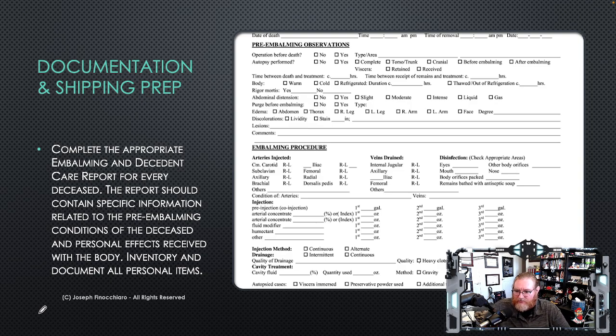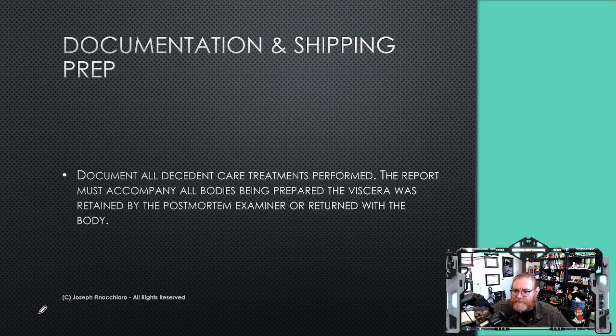Finally, complete the appropriate embalming and decedent care report for every deceased. The report should contain specific information related to the pre-embalming conditions of the deceased and personal effects received with the body. Inventory and document all personal items. Document all decedent care treatments performed. The report must accompany all bodies being prepared.